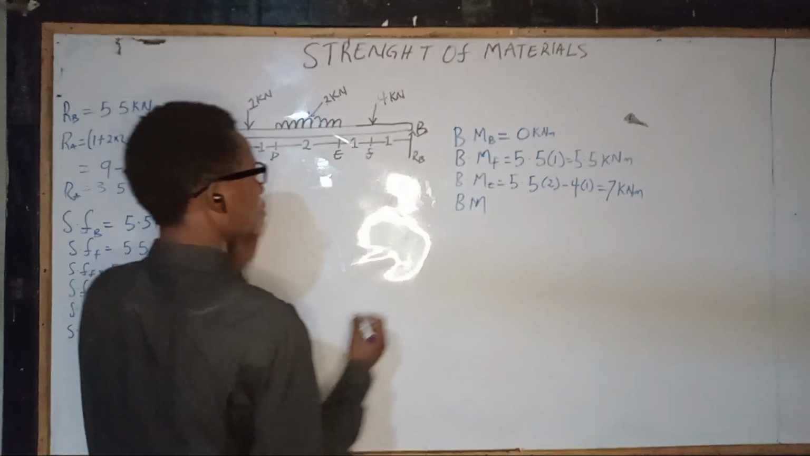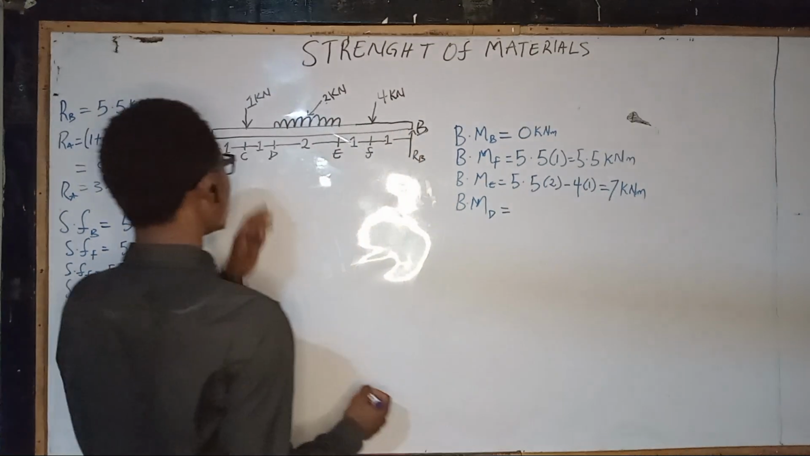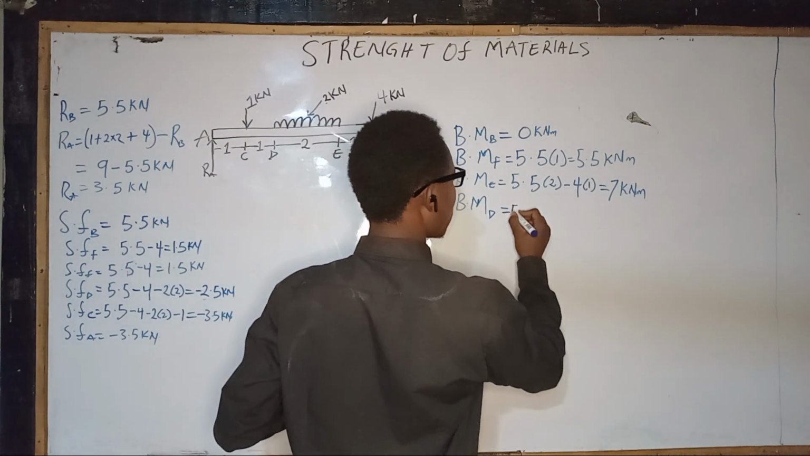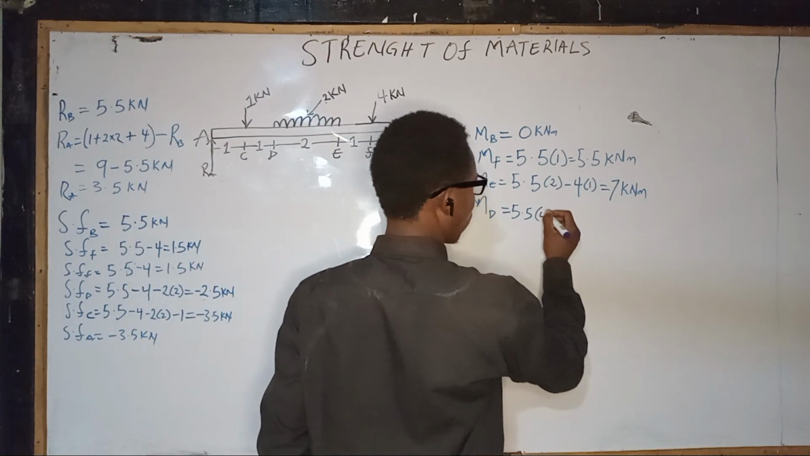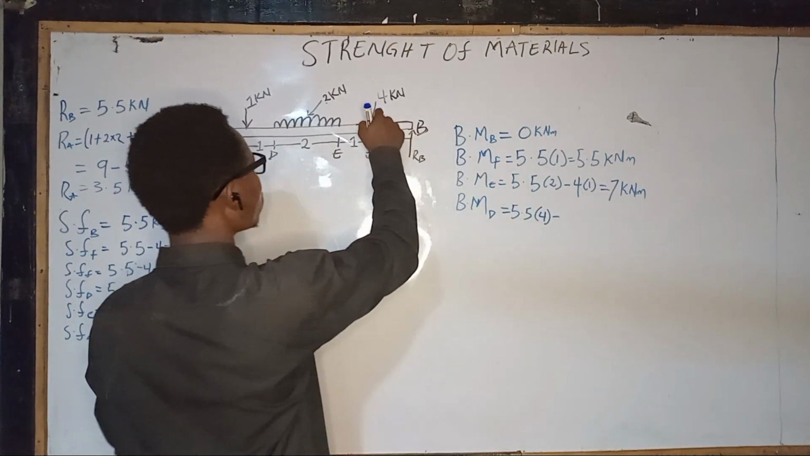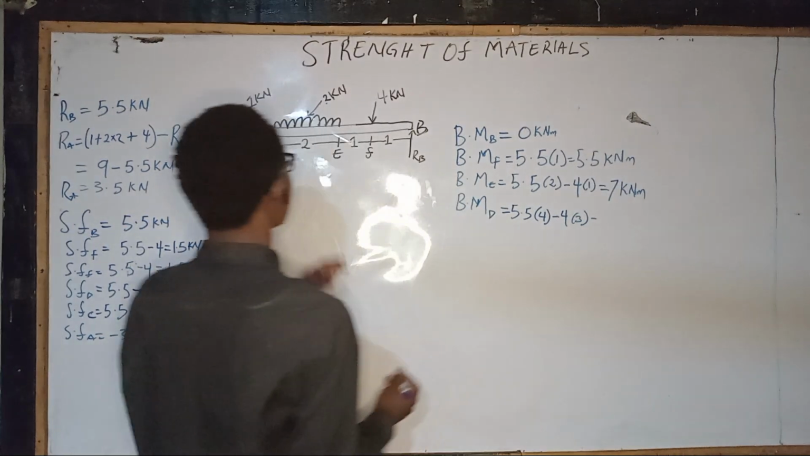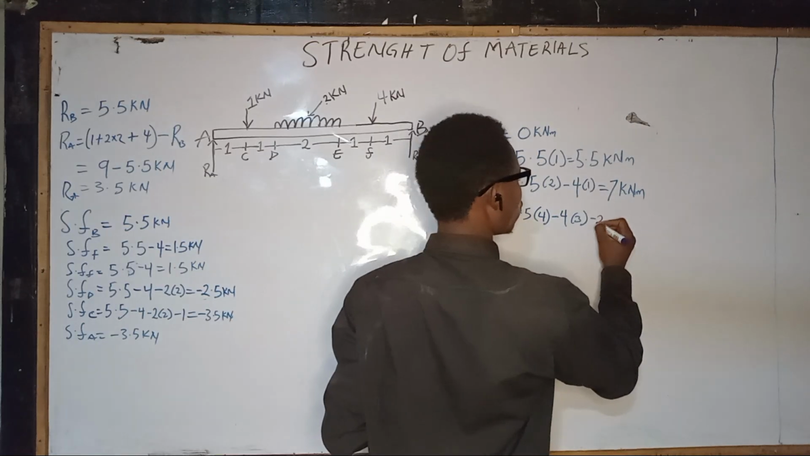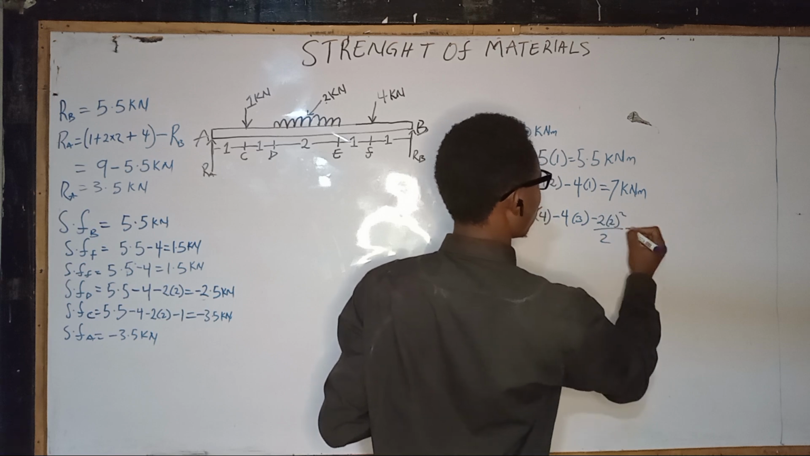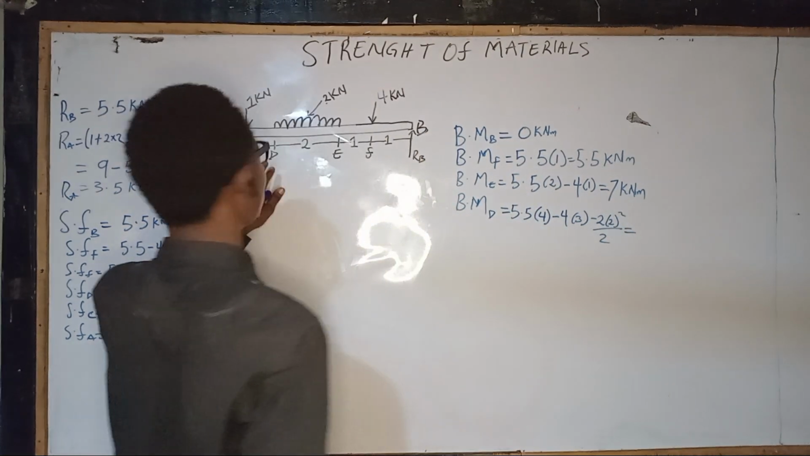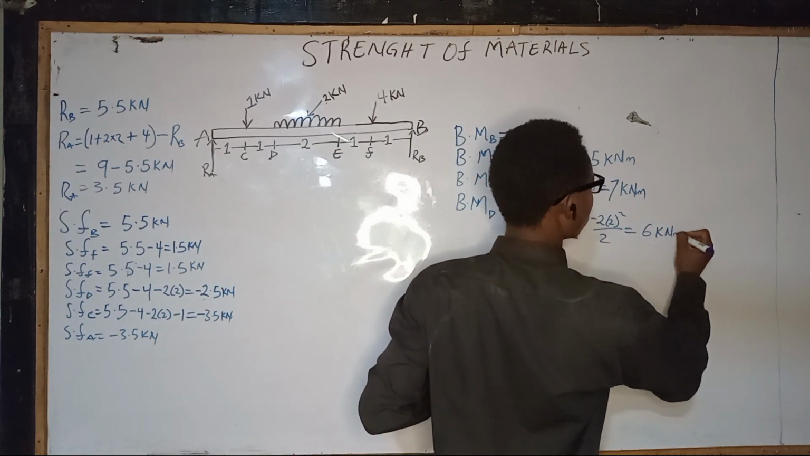Our bending moment at D would be equal to 5.5 times the distance, which is 1 plus 1 plus 2, that is 4. Then minus 4 times 1 plus 2, that is 4 times 3. Then minus the bending moment of this UDL, minus 2 times 2 squared all over 2. And our answer is going to give us 6 kilonewton meter.